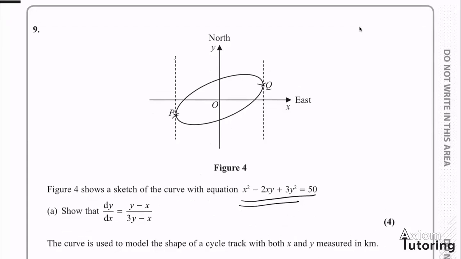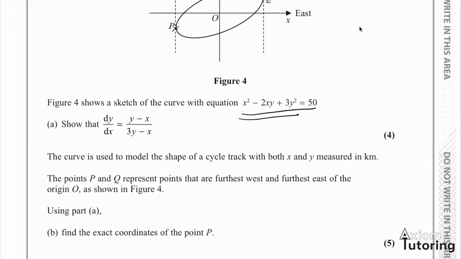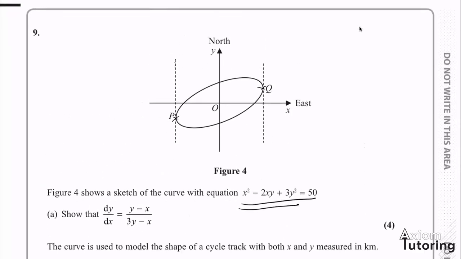So we're going to continue on with question 9. And now we're looking at part B. So what we want to do is find the exact coordinates of the point P. Now, reading a bit of the information given just above that, the points P and Q represent points that are furthest west and furthest east of the origin O in figure 4. So that's point P here and point Q here.